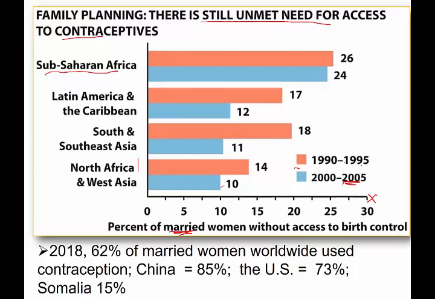Because of resources supplied by other countries in the world, this need is not as great as it's shown in this picture. In 2018, 62% of married women worldwide use contraceptives. In China, it was 85%. In the US, 73%. And in Somalia, 15%, a country in sub-Saharan Africa. So you can see there's a real difference here in access.